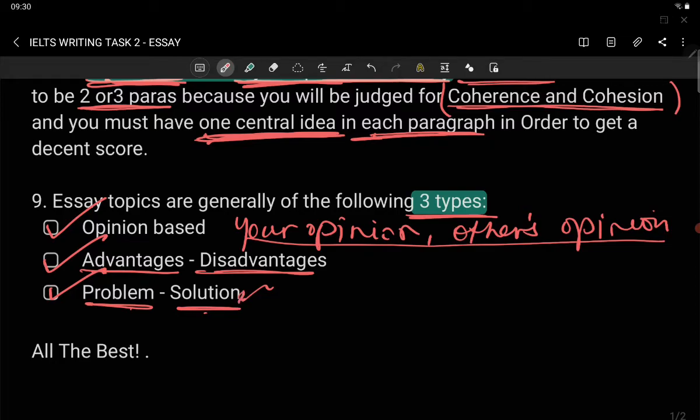So as we go through our essays, I will be giving you fair ideas about every topic that we discuss, and they will be of these 3 types.